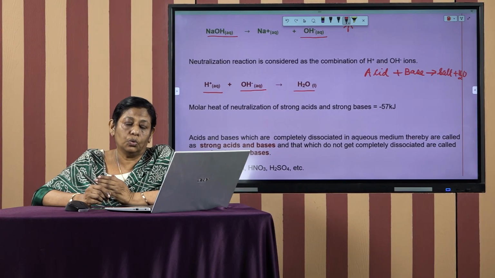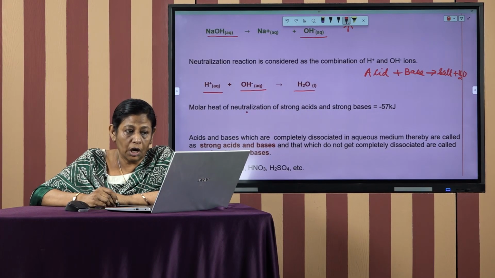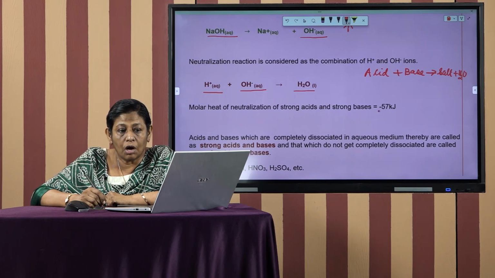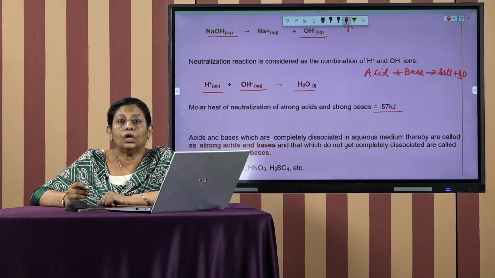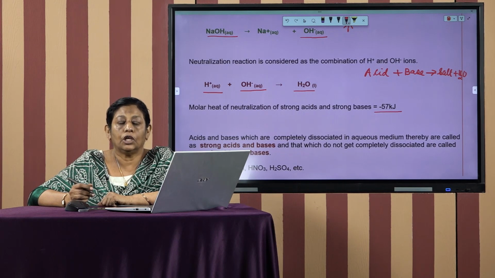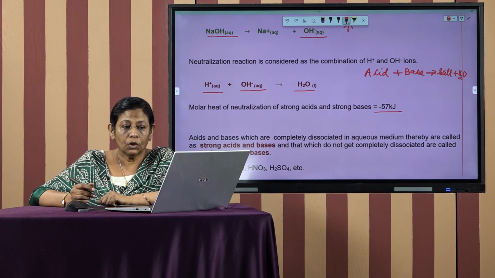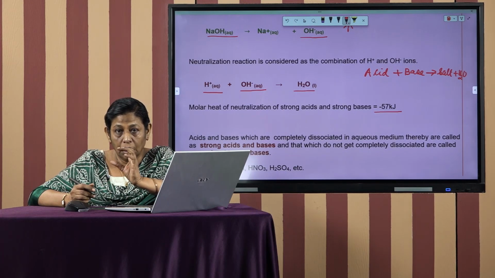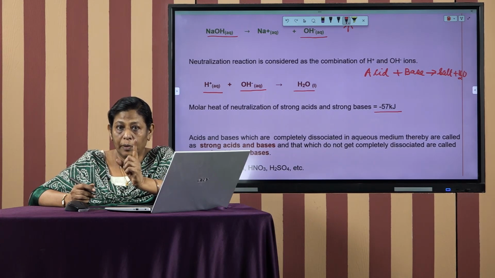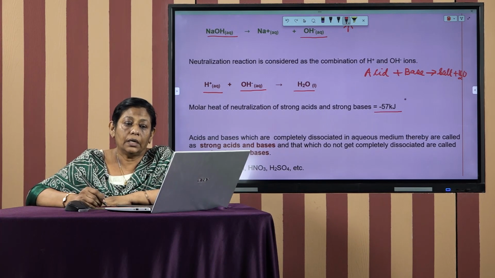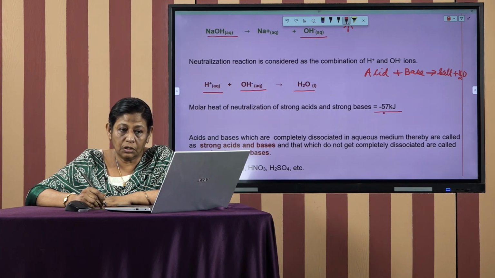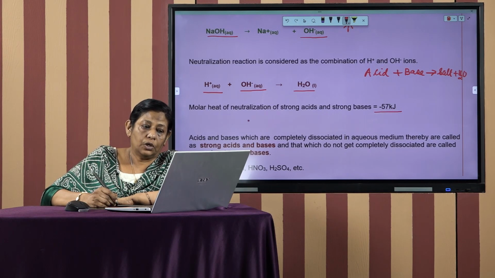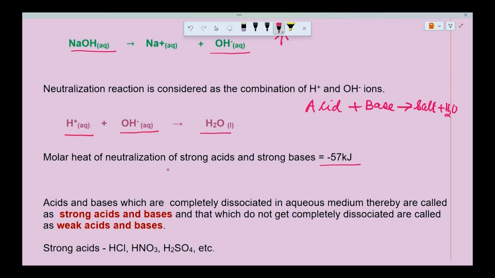This is true because it has been found that the molar heat of neutralization of all strong acids and strong bases is equal to minus 57 kilojoules per mole. So, when 1 mole of H plus ion and 1 mole of OH minus ion combine to form 1 mole of water, the value of energy released will be minus 57 kilojoules.